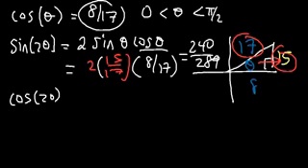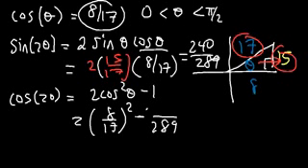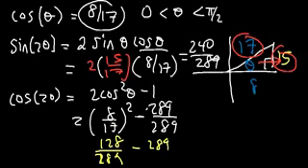For cosine 2 theta, I'm going to use this form. 2 cosine squared theta minus 1. So cosine is 8 over 17 squared minus 1. But instead of writing minus 1, I'm going to get the common denominator. 17 squared is 289. So it's going to be 289 over 289. 8 squared is 64 times 2, which is 128. So we have 128 over 289 minus 289 over 289. So 128 minus 289. If my math is correct, I got negative 161 over 289.